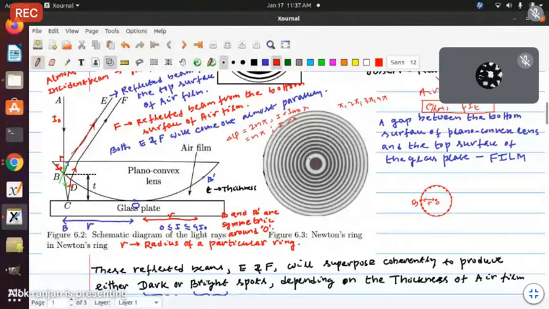Is it clear to everybody? Yes, sir. Yes, sir. So now we understand, right? So why we have concentric bright and dark rings.